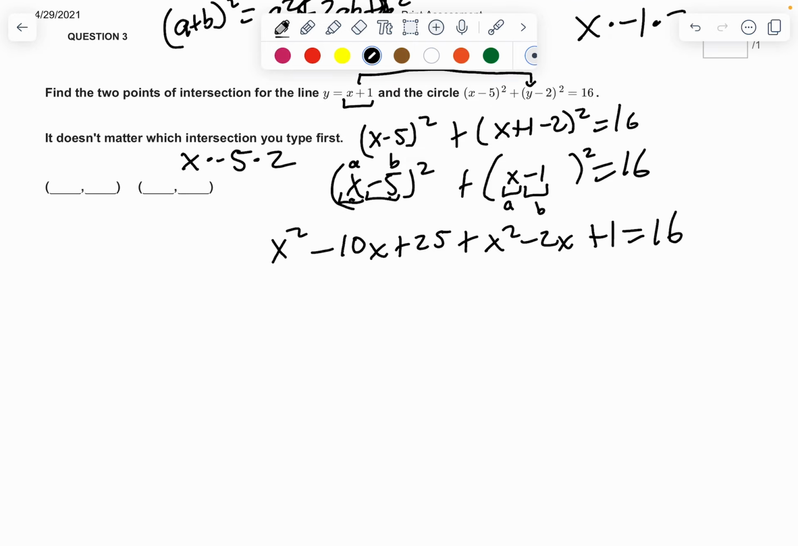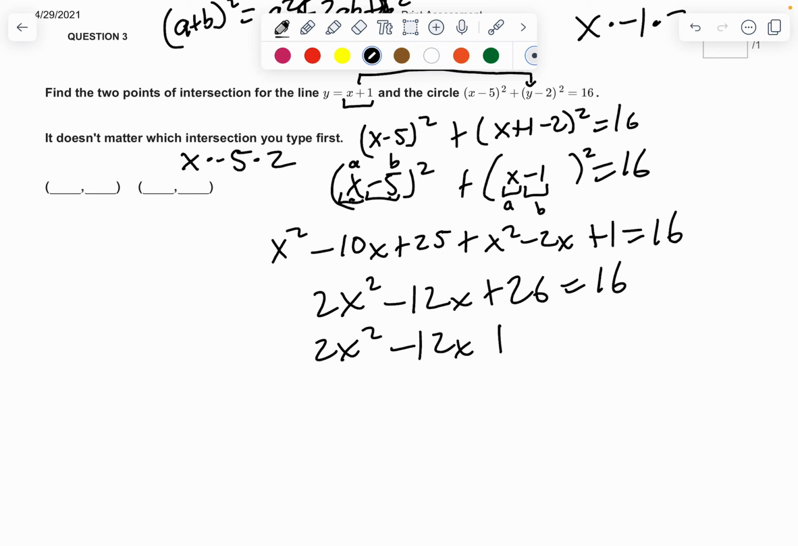From here, we combine like terms. This would be 2x squared minus 12x plus 26 equals 16. Then we make it equal to 0: 2x squared minus 12x plus 10 equals 0. And this is my guarantee for this class only. This is not forever, not every time you ever do this, but this year in this class, this is all going to be divisible by whatever a is. There will be a GCF, I promise. So divide everything by 2.